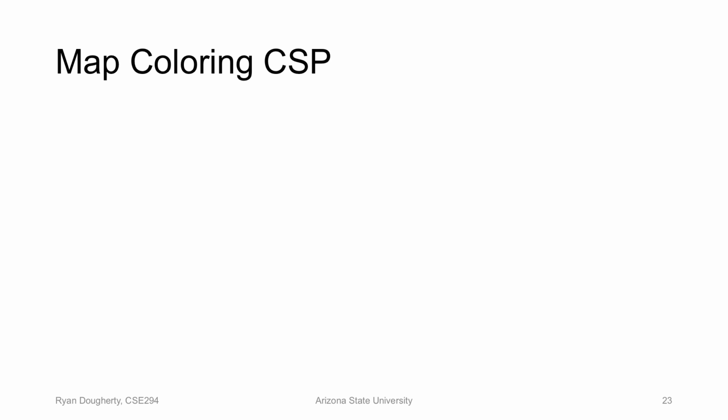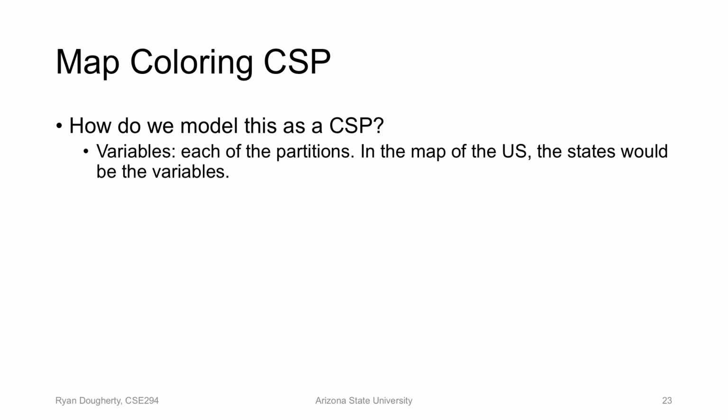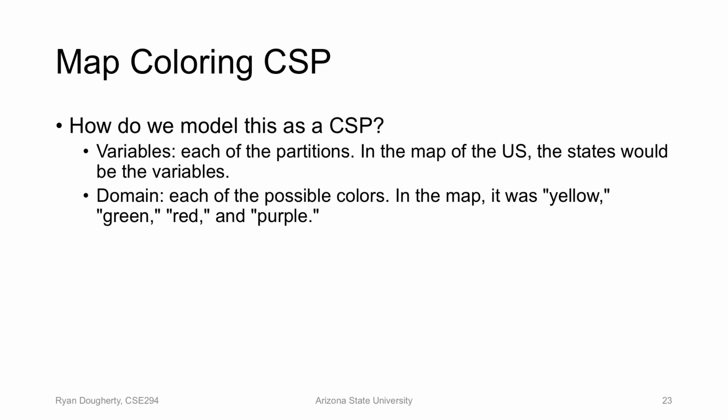So if we want to pose this as a constraint satisfaction problem, the natural thing to do is, let a variable be each of the partitions, right? And so the states would be the variables in the United States case. The domain is basically what values the variables could take on. So the values would be the colors that I can assign to each of the states or the partitions. So by the 4-color theorem, we can say that we only need 4 colors. So obviously, each state could be assigned any one of the colors. There's no restriction on what color it could possibly be assigned right now.